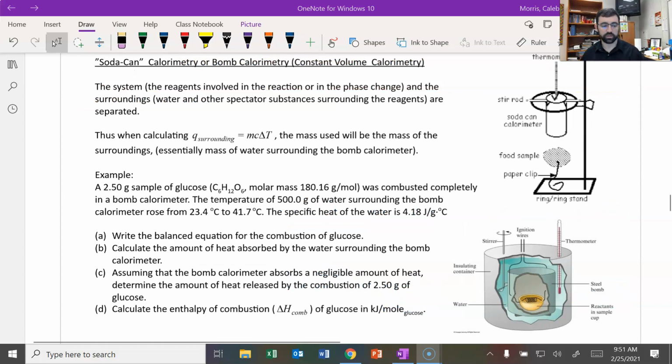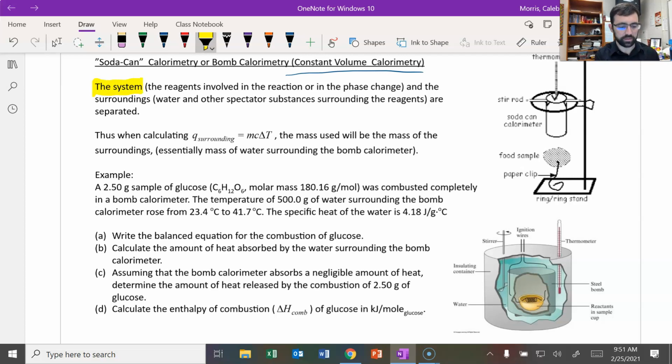All right, the first type of calorimetry we want to talk about is soda can calorimetry or bomb calorimetry. In both of these cases we can assume that we have constant volume. Constant volume calorimetry is another way that you could refer to this. Keep in mind that the system, which is the reagents involved in the phase change, the reaction, whatever it is, and the surroundings are separated. The surroundings will be the water and other spectator substances that are surrounding the reagents.